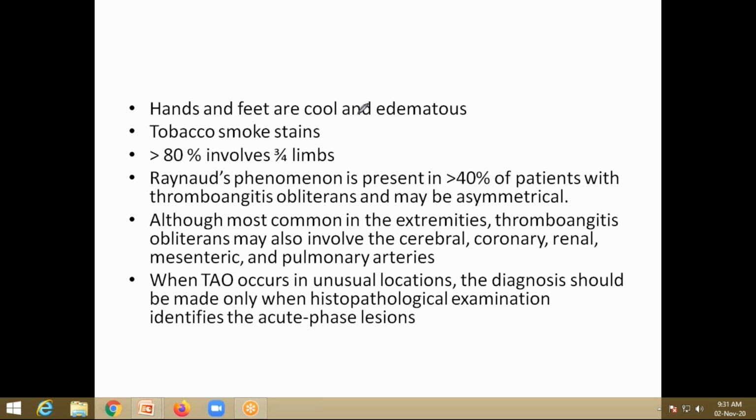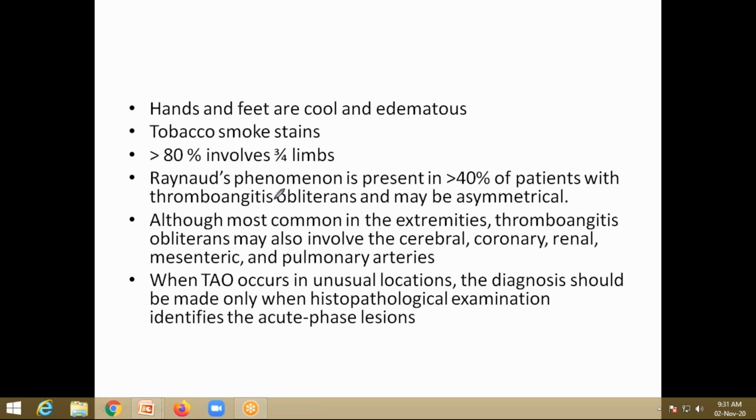Almost 40% of body muscle is present in the lower limbs. So the energy requirement is very high. So these parts will usually be more prone to gangrene. Okay? So Raynaud's phenomenon is present in 40% of patients with TAO and may be asymmetrical.